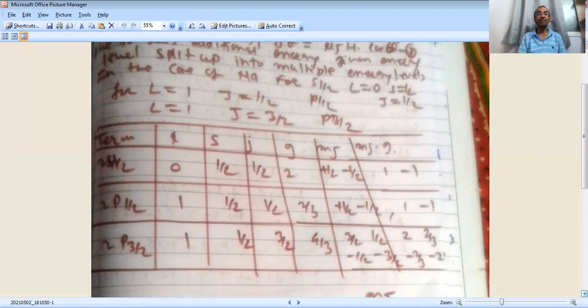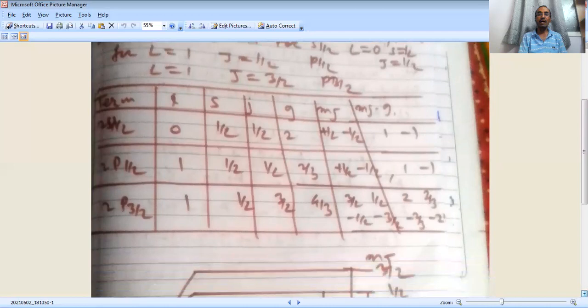What is the value of j? 3 by 2. 2 multiplied by 3 by 2 plus 1 means what? 3 plus 1, that is equal to 4 values. What are the 4 values? 3 by 2, 1 half, minus 1 half, minus 3 by 2. The calculation of mj into g equal to 2, 2 by 3, minus 2 by 3, minus 2.